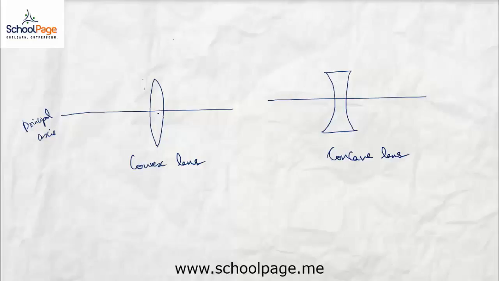The center of a lens is known as its optical center. This is represented as O. The optical center of a lens has a property that a ray of light passing through it does not suffer any deviation and goes straight.